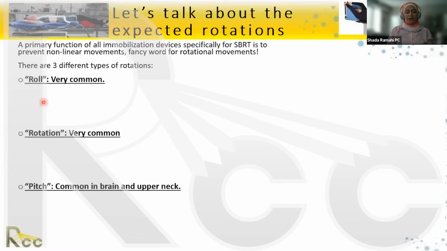If you're misaligned, for example in and out, up and down, or left and right, that can easily be compensated by any couch you have, any neck couch you have. What is difficult to compensate is the rotation. We spoke about roll, rotation, and pitch. What do you mean by that?